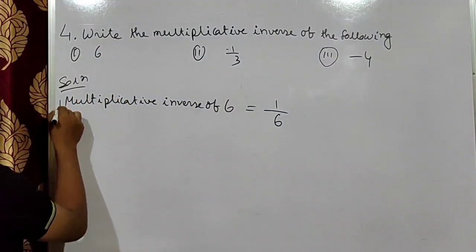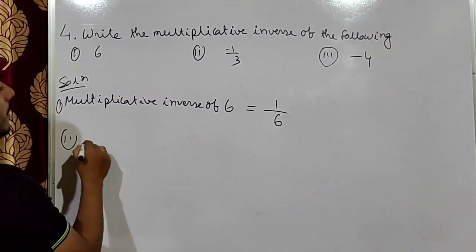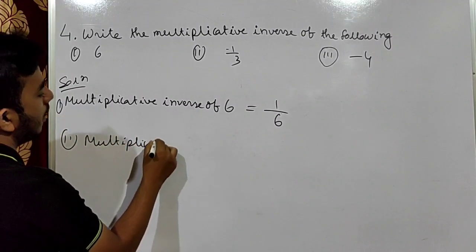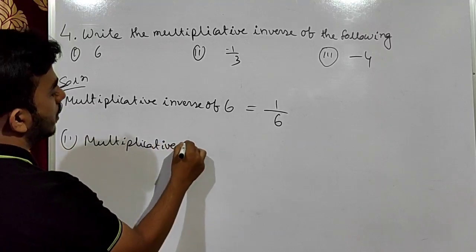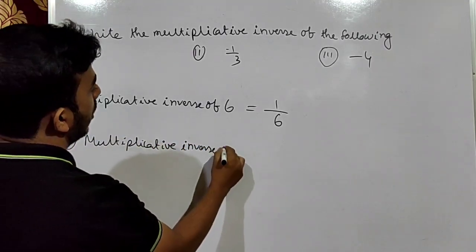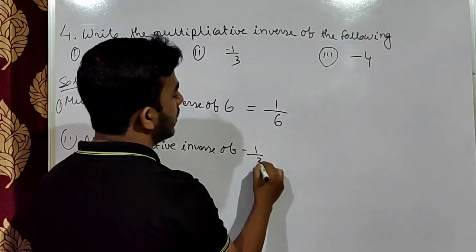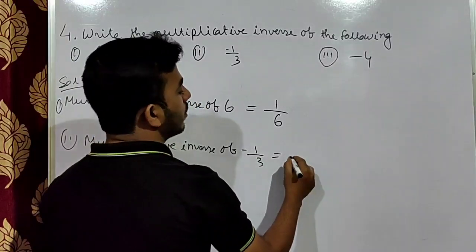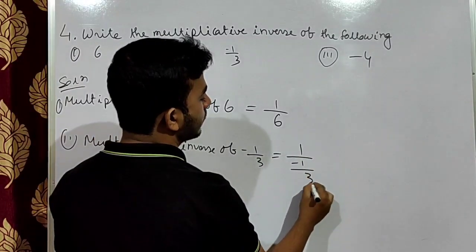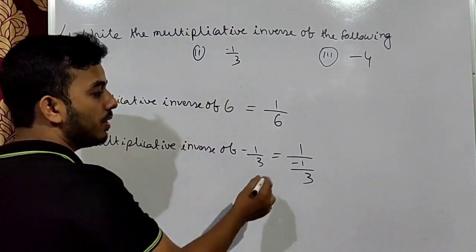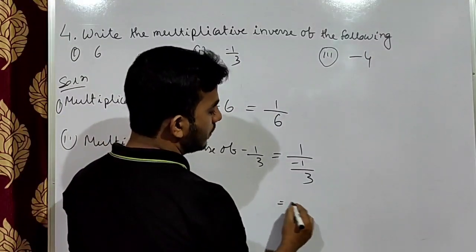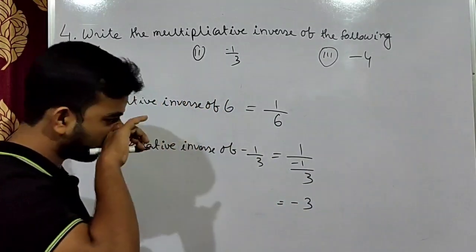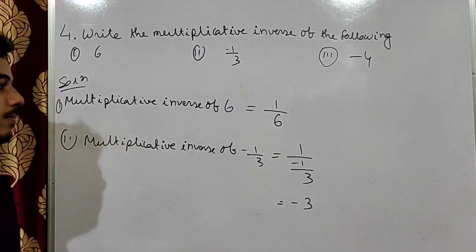The next one, this is 1. The next one, multiplicative inverse of minus 1 by 3 equals what? What will be the result? Look, if I divide like this, this 3 will be reciprocal, right? So it will be 3 divided by minus 1, so it will be minus 3. Clear? Okay.